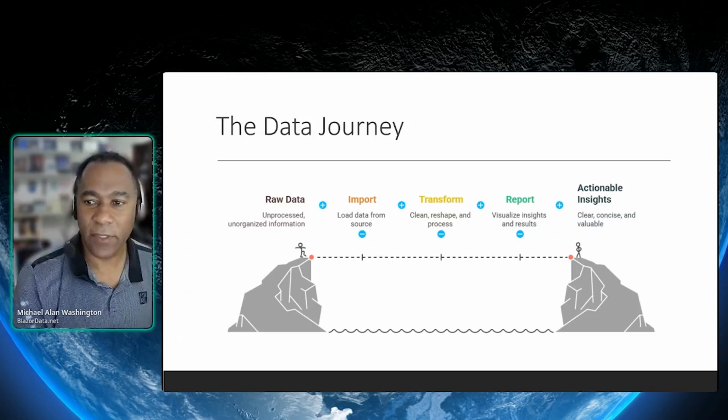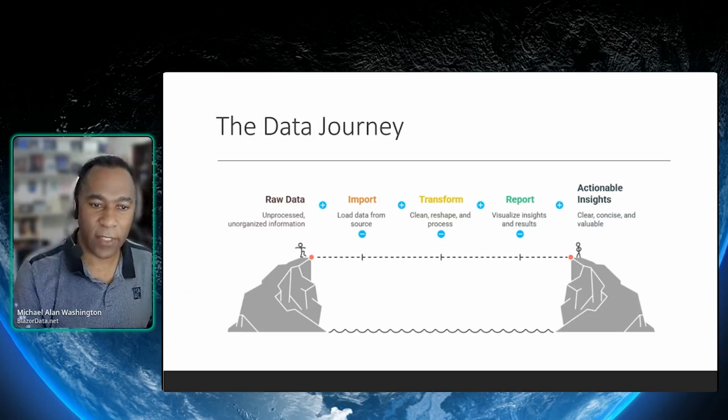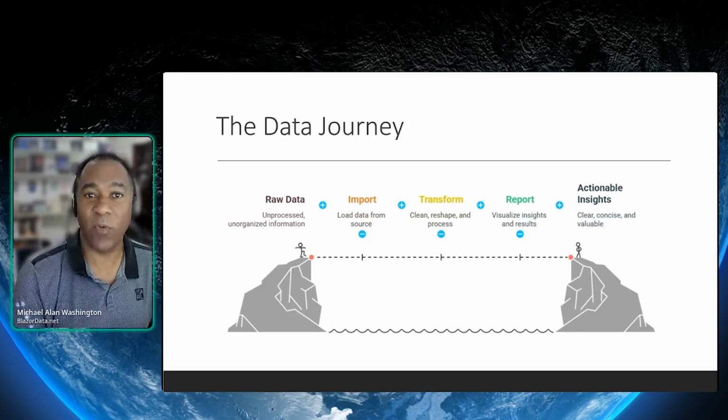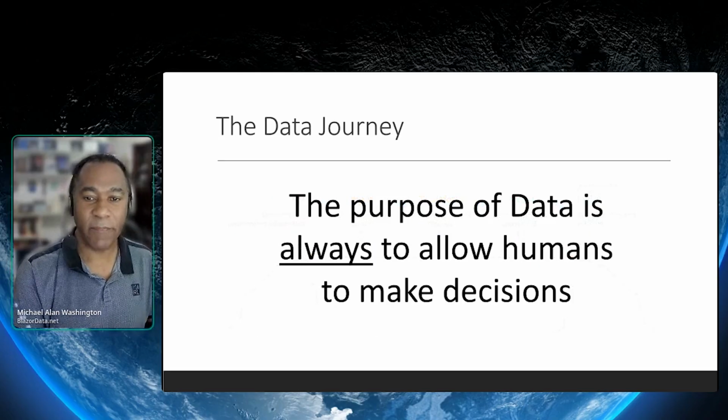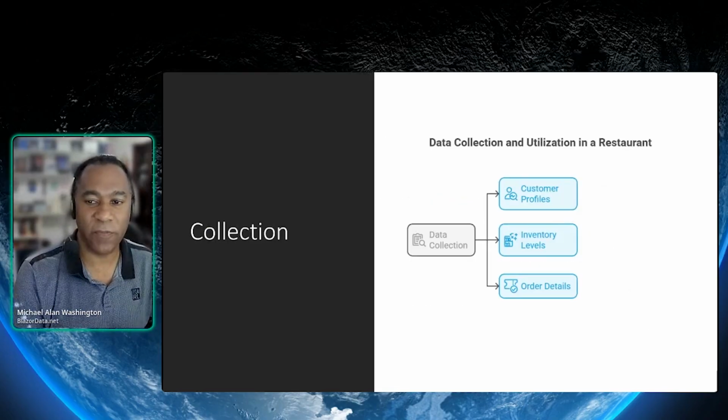Again, let's look. There's another slide to kind of show this. Looking from left to right, you have the raw data, you get it some way, you import that data. In the middle, you do the transformation, and that's pretty much what we're going to spend the time of this talk talking about, is transformations, and then of course reporting. And then finally, you have that actionable insights, and that's where the human is able to, they got this data, they got this report, they're going to do something with it. They're going to make some sort of decision with it. So again, the purpose of data is always to allow humans to make some sort of decision.